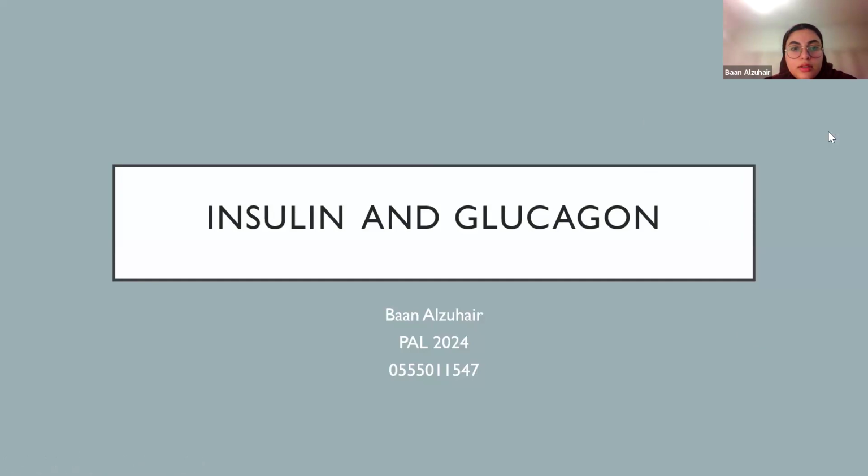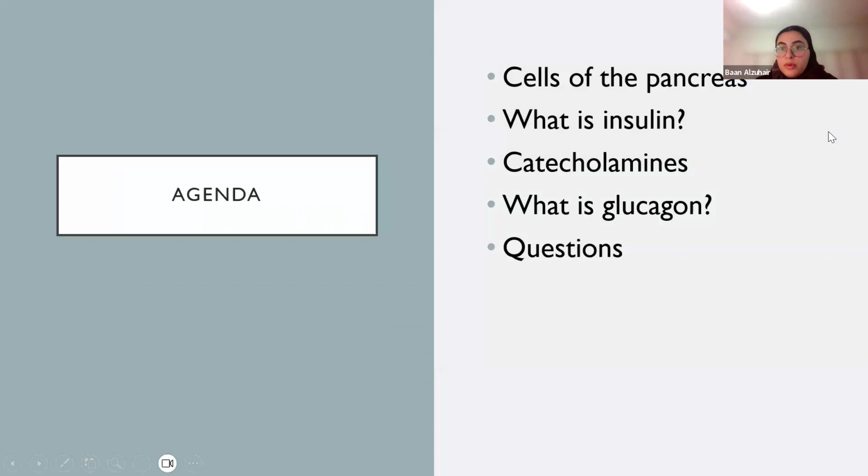Let's get into it. This is the agenda. This is what we're going to do today. As you can see, not many objectives. Inshallah, it's an easy lecture and really fast. We're going to talk about the cells of the pancreas, insulin, catecholamines very briefly, glucagon, and we'll take some questions.